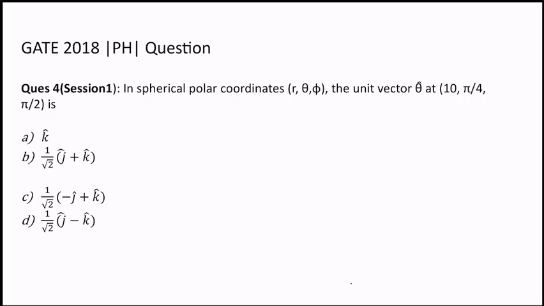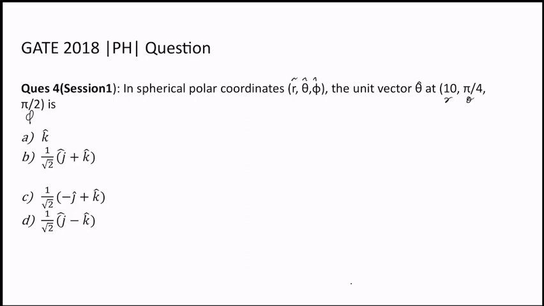Hello everyone, in this video we are going to solve question number 4 of K 2018 paper physics. So the question is, in spherical polar coordinate system, the unit vector theta cap at the value 10, pi by 4 and pi by 2. So your spherical polar coordinate system has three independent basis vectors r, theta, phi, and this is the value of r, theta and phi. So you have to find out the value of this theta cap at this coordinate.